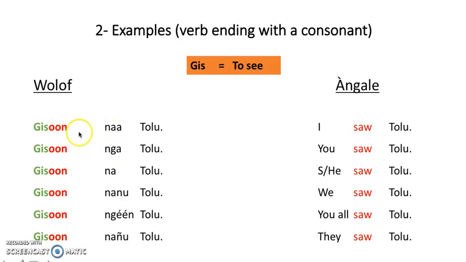So in this context for Wolof, you have verb, subject, and object. Gisoon na tolu would be like gisoon is the verb, or the verb in the past. Then na has the meaning of a subject, I, and tolu is the object. In the English context, you have subject, verb, object.